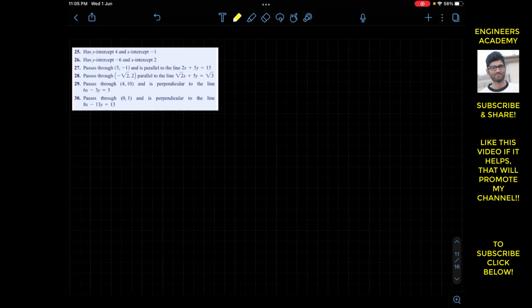Now the next exercise is problem 27, which says: find the equation of the line which passes through (5, -1) and is parallel to the given line. So we are given a point, let's say x1 and y1, which is (5, -1), and we are given another line. The line which we want to find is parallel to this line, 2x + 5y = 15.